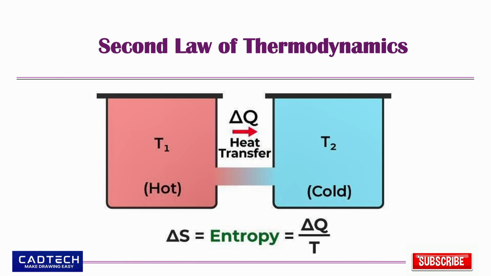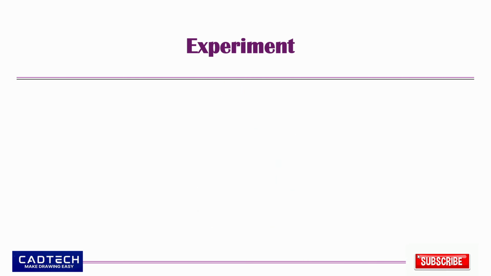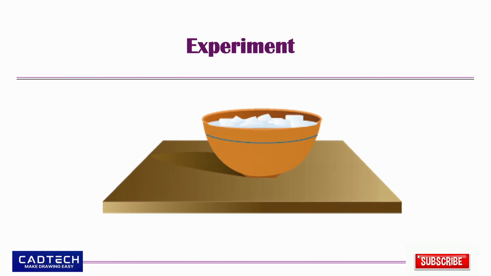Now, let's dive a bit deeper with a thought experiment that illustrates the relationship between heat and temperature. Imagine dropping an ice cube into warm water. The ice gains heat from the water, raising its temperature as the molecules move faster. However, when the ice melts, its temperature stays constant.